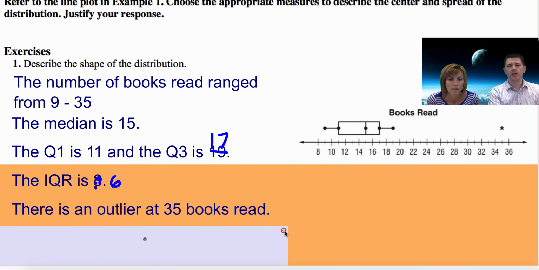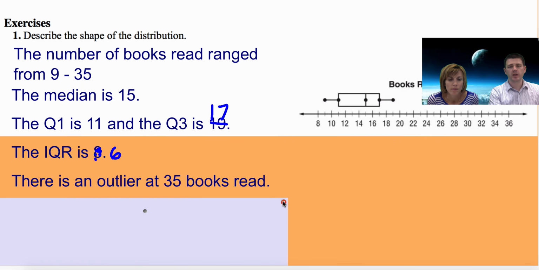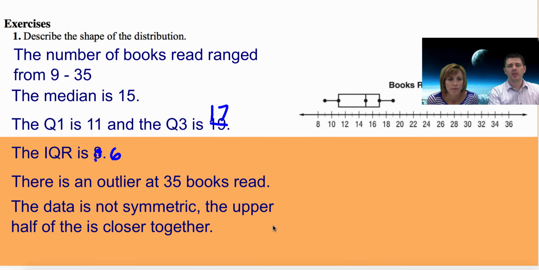And then our last one is we need to describe the shape. The data is not symmetric. You notice the upper half is closer together while it's more spread out on the lower half. So we say that it is not symmetric.